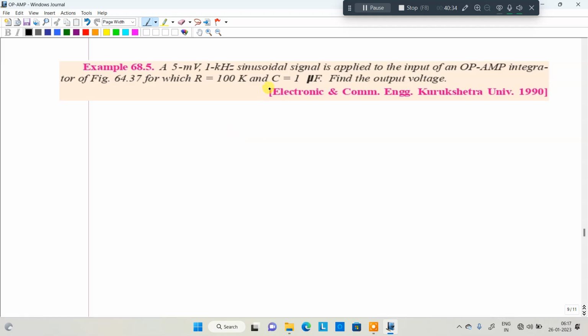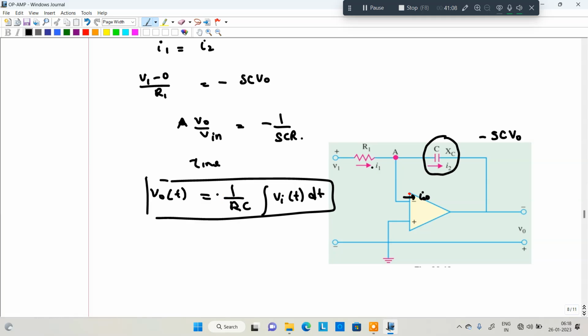In that particular case, a 5 millivolt 1 kHz sinusoidal signal is applied to the input of an op amp integrator with R of 100k and C1 of 1 microfarad. Find the output voltage. We know the formula for output voltage: V naught of t is equal to minus 1 by RC integration of input voltage into dt. Here correct yourself, it is a minus. Already the minus is there, right? That is a minus.